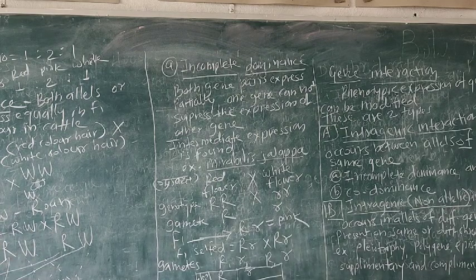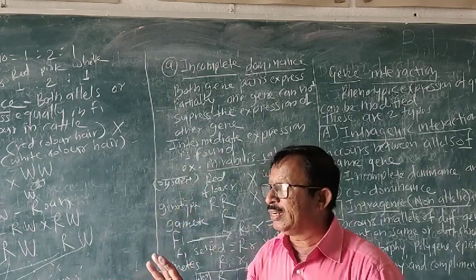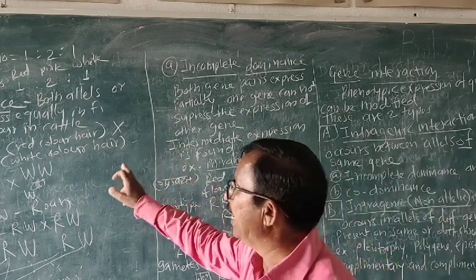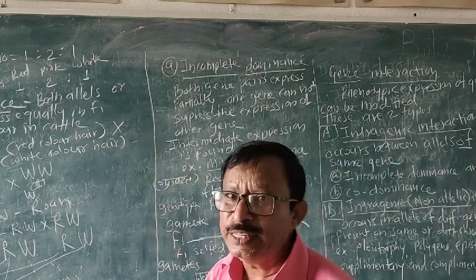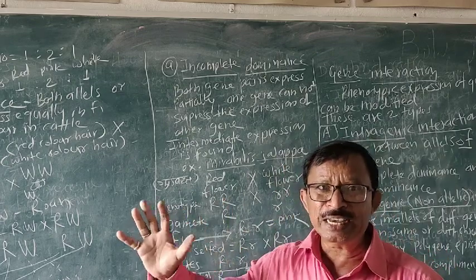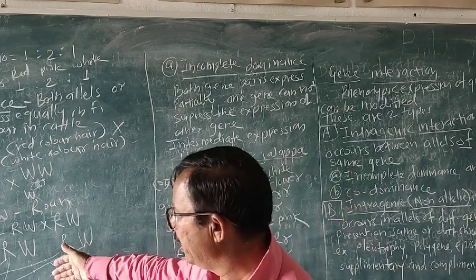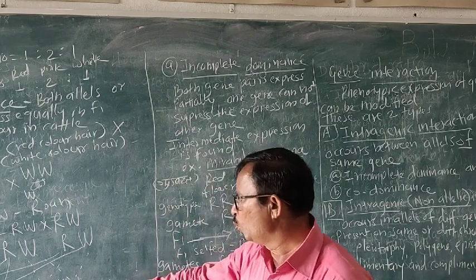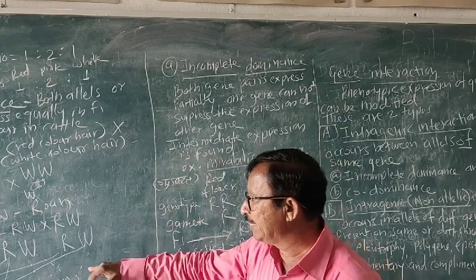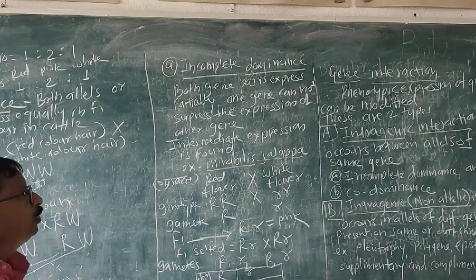It is white color. So what we get here is 1 red to 2 roan to 1 white. So both the genes, or we can say both the alleles, express equally in the F1 generation, and that is called the codominance. Co means collectively, both are expressing equally in the F1 generation. The phenotypic ratio is 1 red to 2 roan to 1 white, and a similar type of phenotype we will also get in the F2 generation.